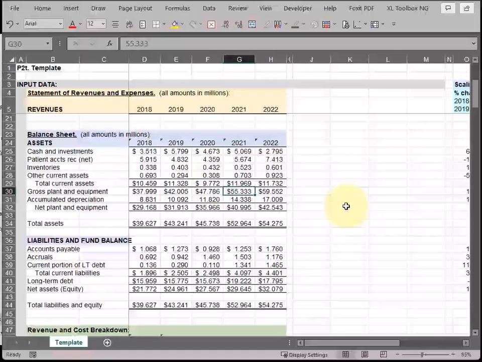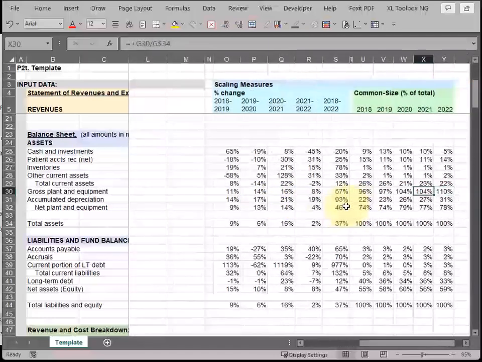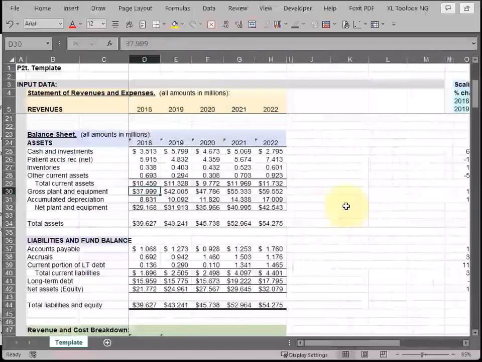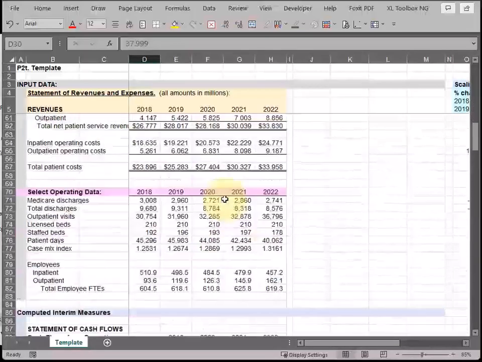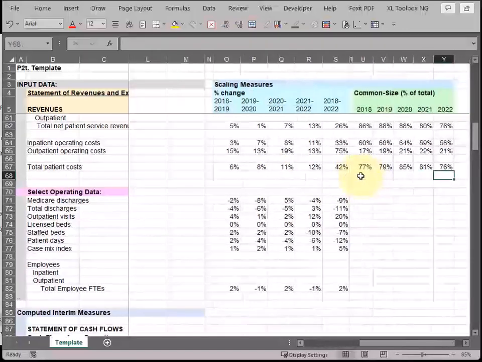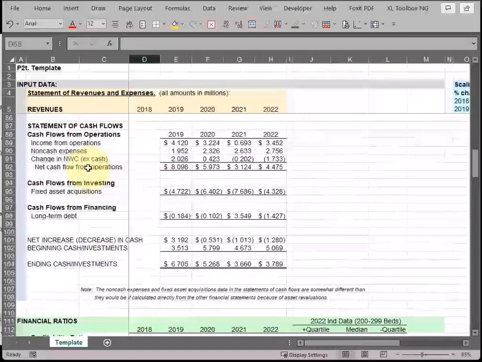So all of this so far, that's all given to you. So this all gives you a background for your balance sheet, your income statement, a little bit about how to read the trends in those statements. And then you've got your financial and operating ratios down below.